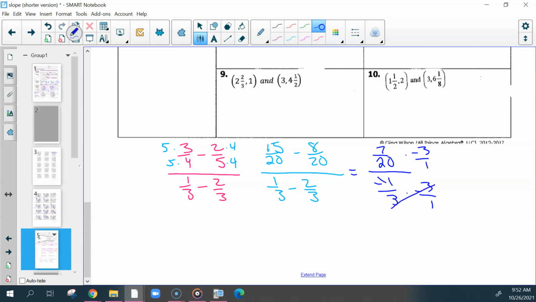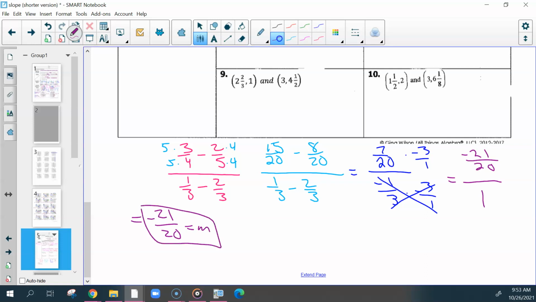The bottom is going to cancel completely and just become 1. This part right here is going to become 7 times negative 3 is negative 21. 20 times 1 is just 20. And then anything divided by 1 would just be whatever it is. So our final answer would be negative 21 over 20.